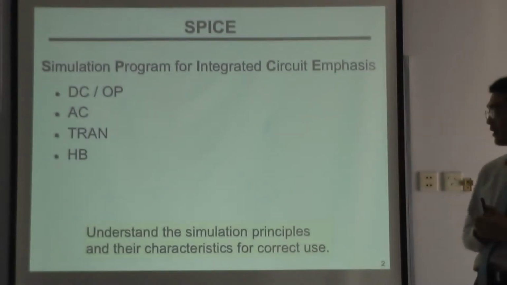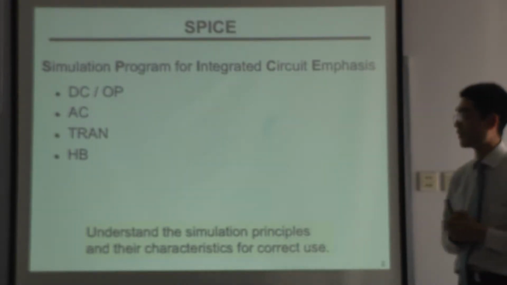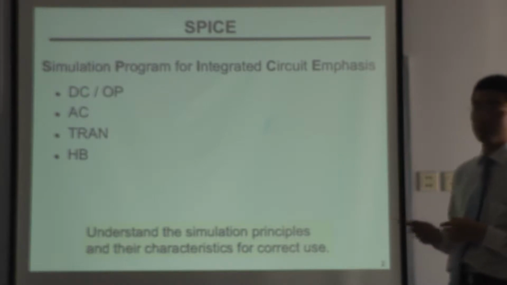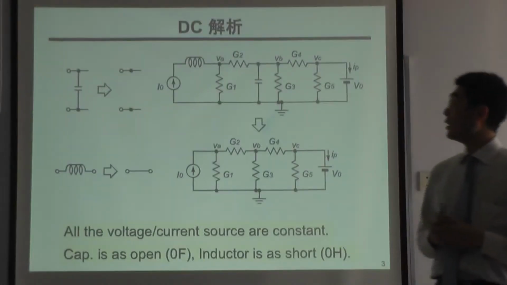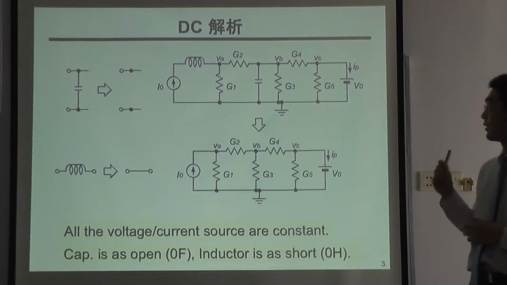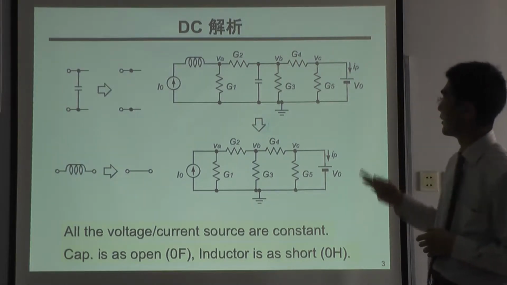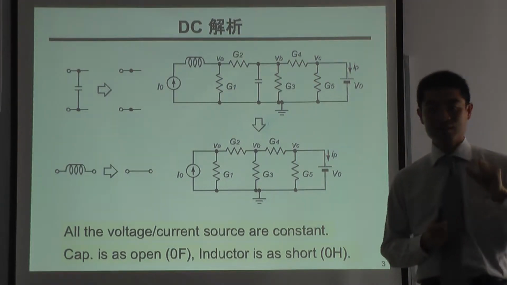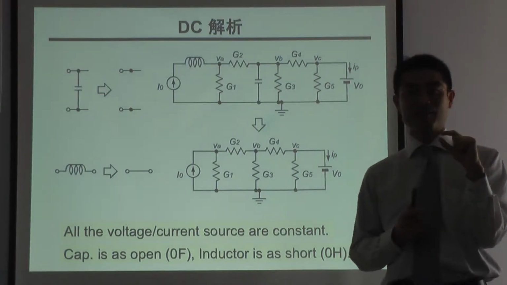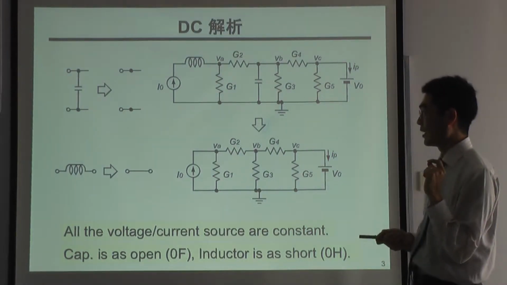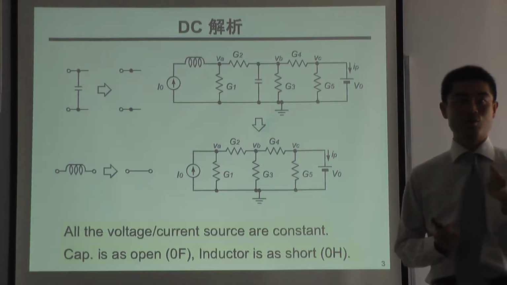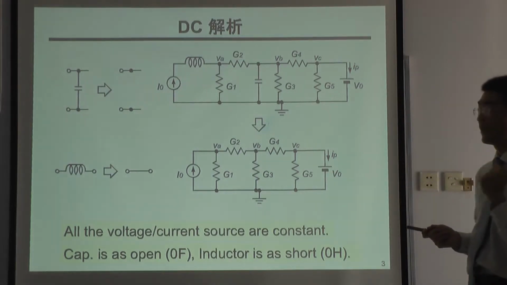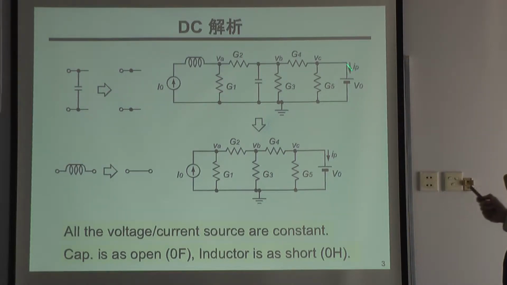We have to understand the simulation principles and the characteristics of each one. So first we are starting with DC analysis. In DC analysis, the capacitors do not matter, so we ignore capacitors, and inductors are just short. So in DC, the capacitors are open and the inductors are short. So this kind of circuit becomes like this.